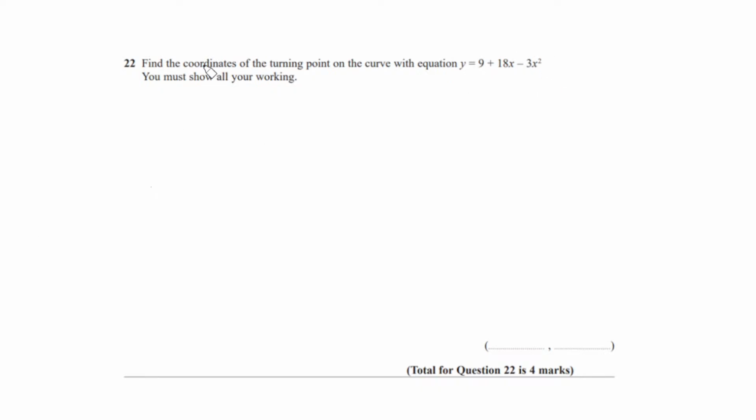Obviously, the first thing is find the coordinates of the turning point of the curve. It's a quadratic, so we need to know that we're completing the square. You have to know that that's the context, isn't it? What I would probably do in this one is rewrite it, because I like to have my x squared at the start, but don't forget it is a negative x squared. So I'm going to rewrite it so I can look at it as a normal quadratic.